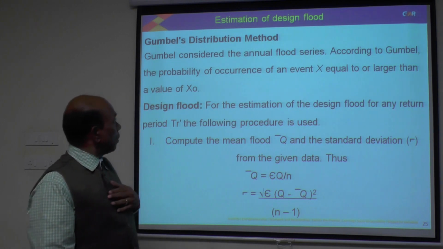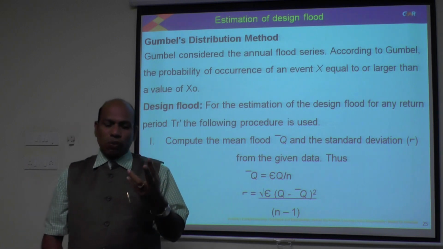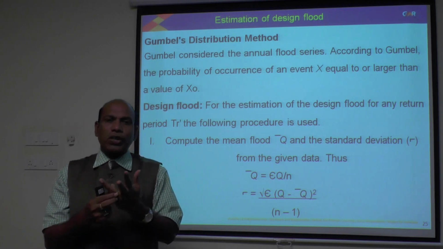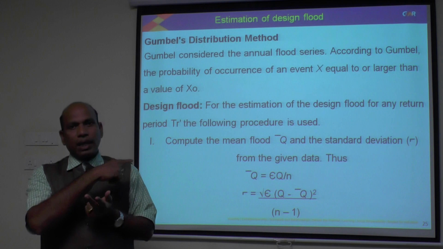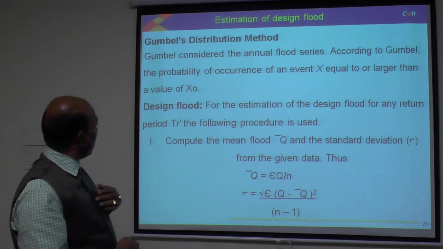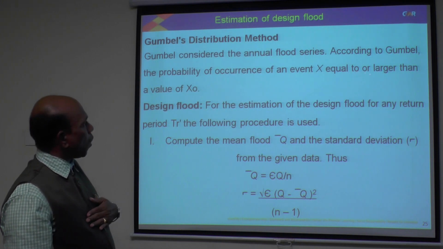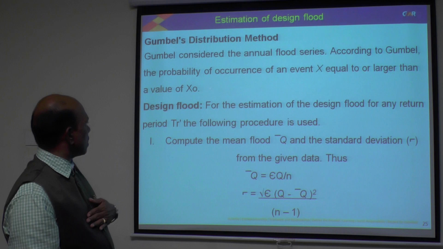Gumbel considered the annual flood series. Already we discussed two types of flood series: one is the annual flood series, another is the partial duration series. Gumbel took the annual flood series for the analysis. According to Gumbel, the probability of occurrence of an event x equal to or greater than the value of x0.